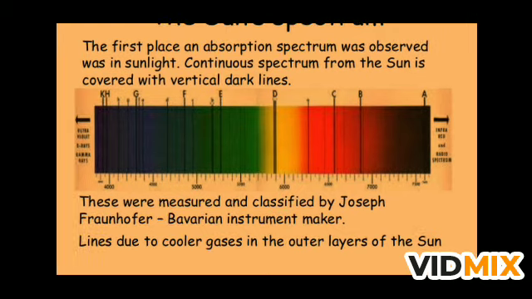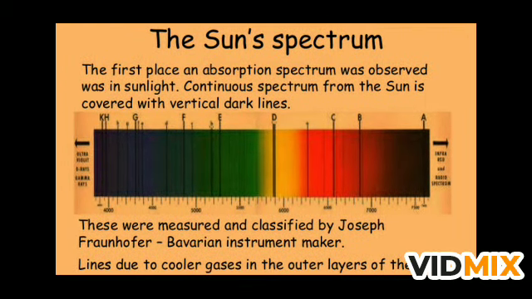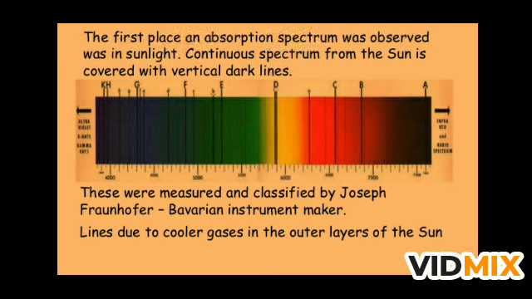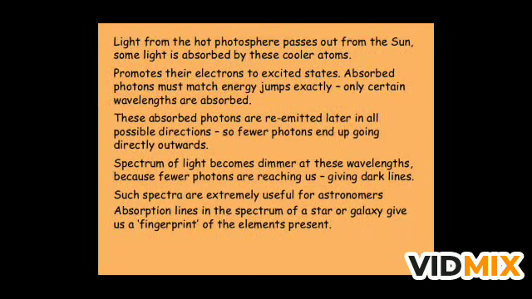This is the sun spectrum. The first place where an absorption spectrum was observed was in sunlight. The continuous spectrum from the sun is covered with vertical dark lines. These were measured and classified by Joseph Fraunhofer, and the lines are due to cooler gases in the outer layer of the sun.